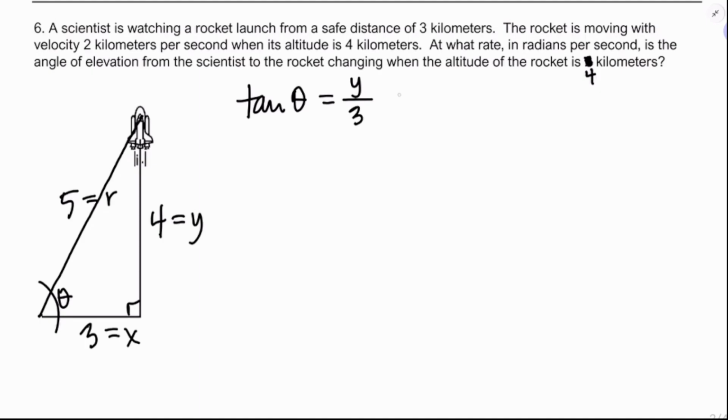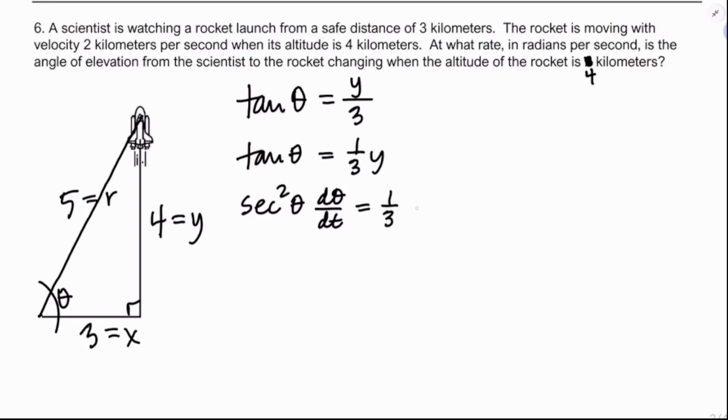And I think a better way to write this for us to take the derivative is 1/3 of y. Then I'll take the derivative of both sides. Secant squared theta d theta dt is equal to 1/3 of dy dt. They told us in the statement of the question, 2 kilometers per second. So that's going to be dy dt. So dy dt is 2.